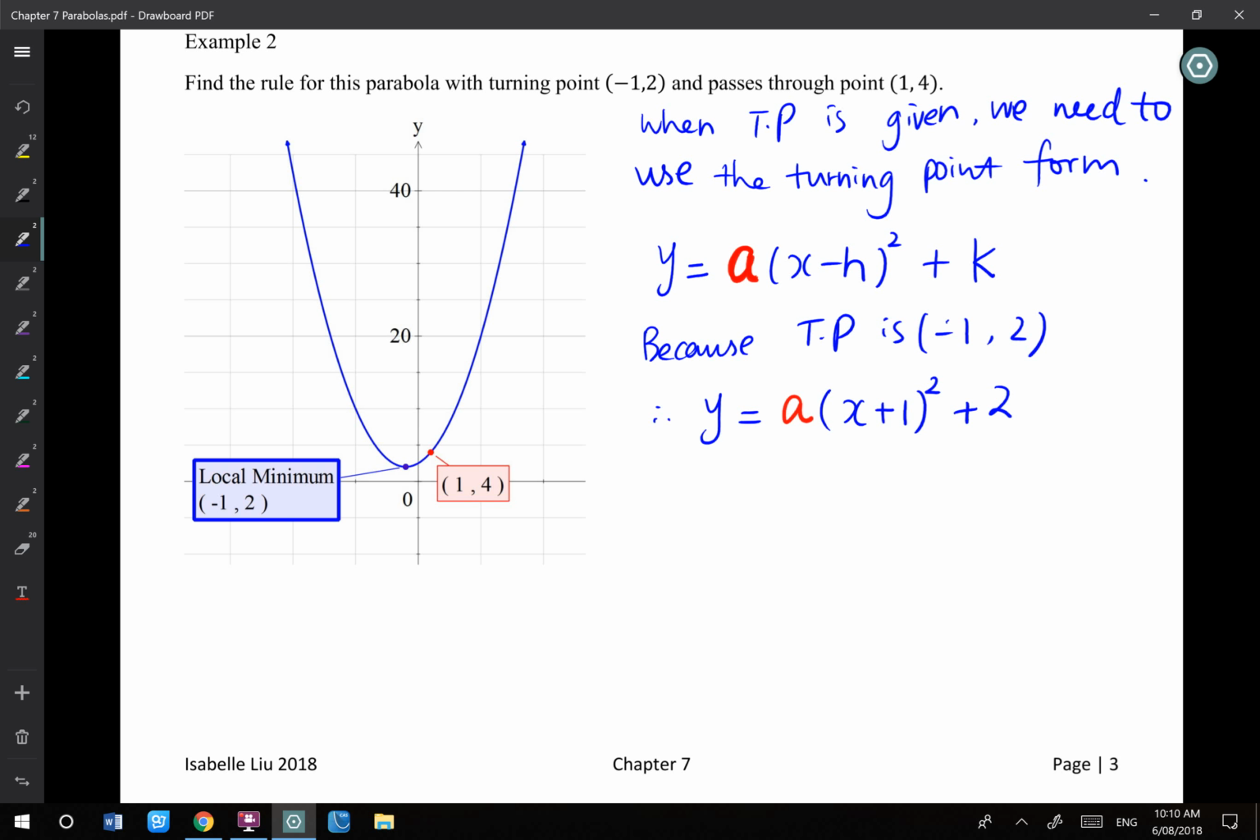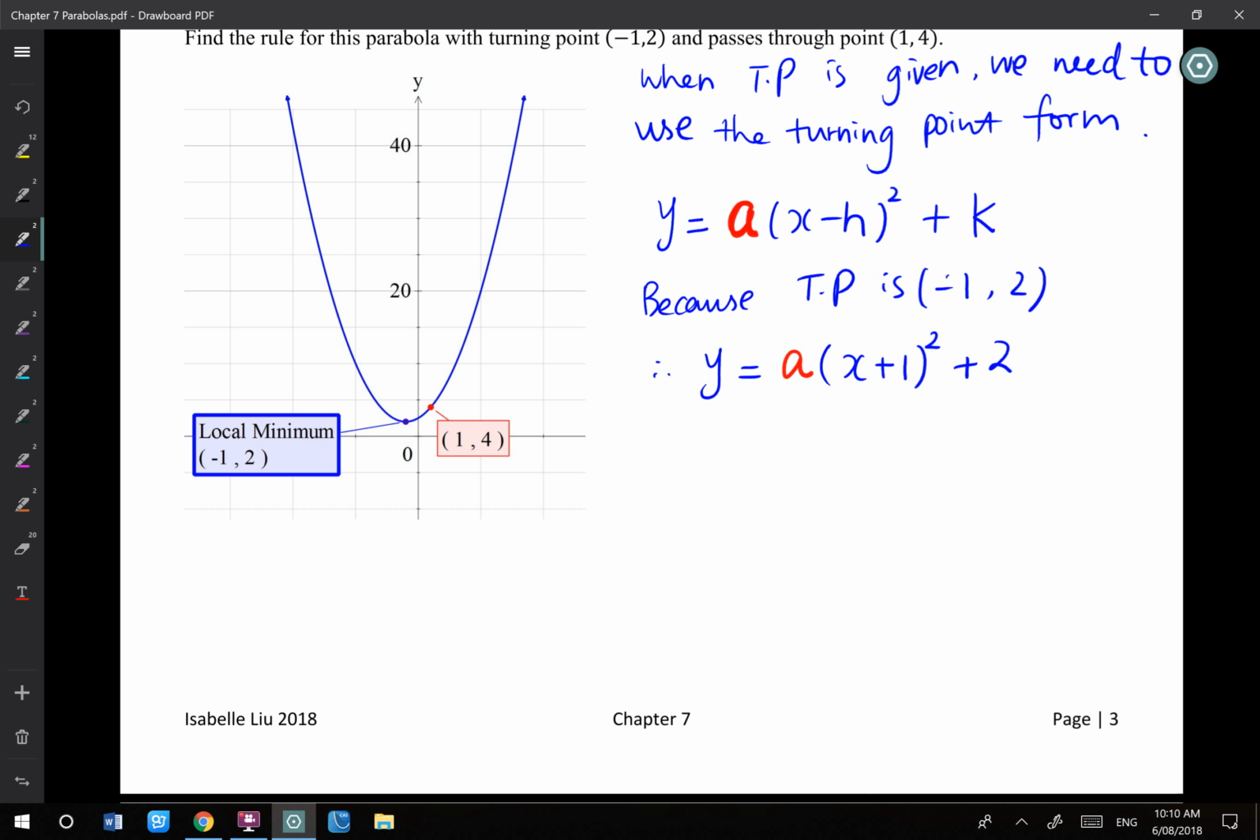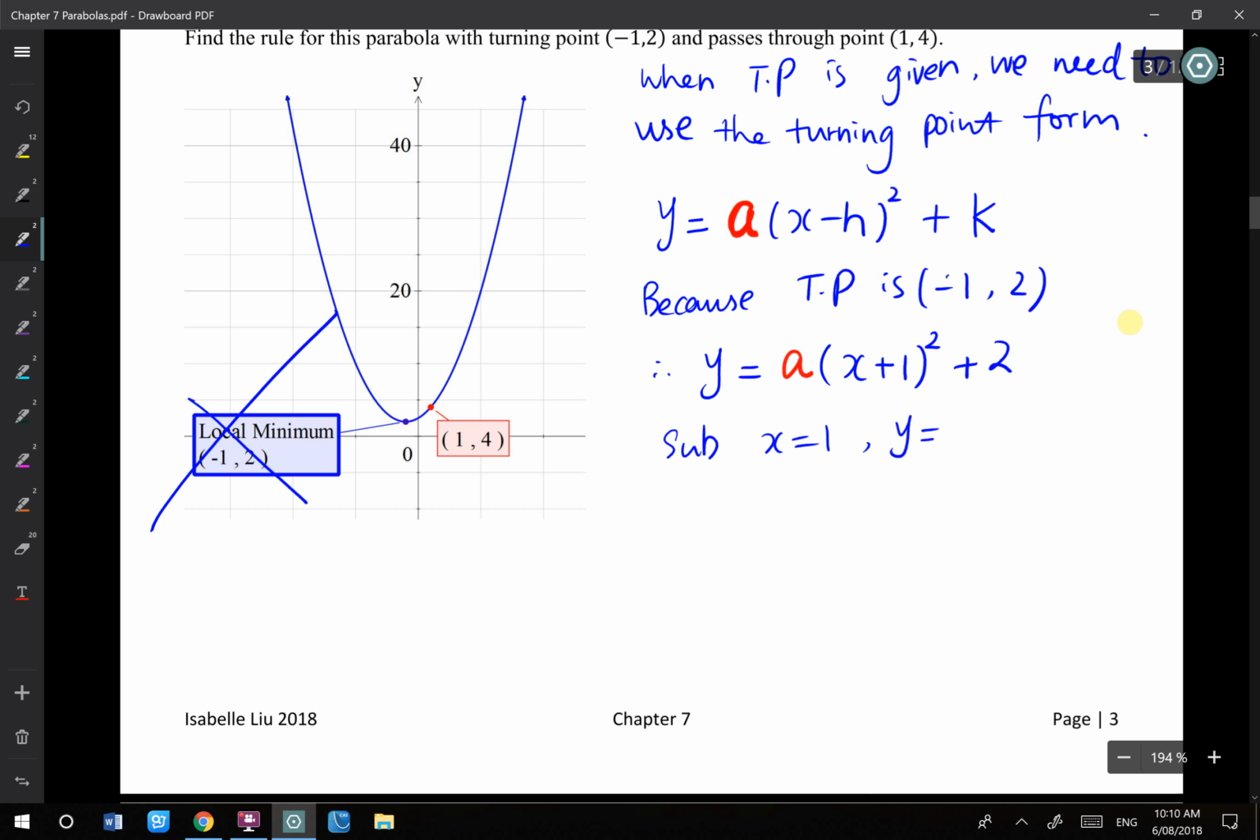And now the next thing is I need to work out the a value. So I need to substitute. I already used the turning point to write the turning point form, so the turning point is useless information now. The only thing left is 1, 4. It's another point on this graph. I can't use the turning point again. Remember, the turning point is used to write that line. Finished. That piece of information is gone. So I need to substitute x equals 1, y equals 4.